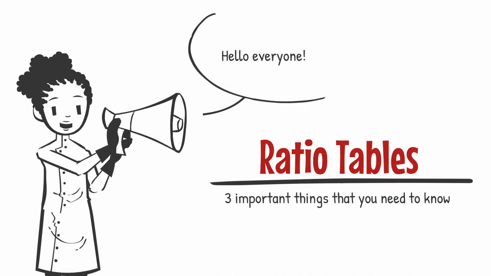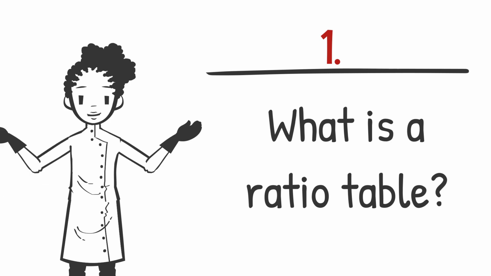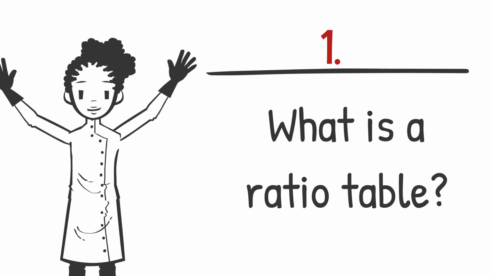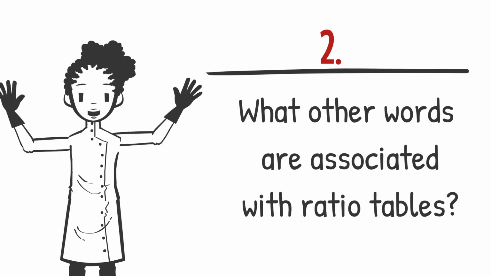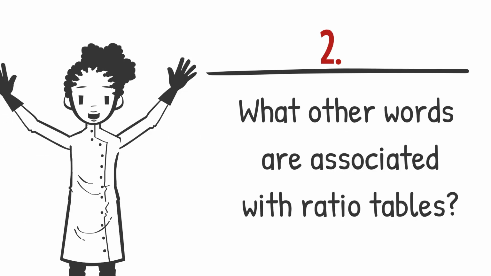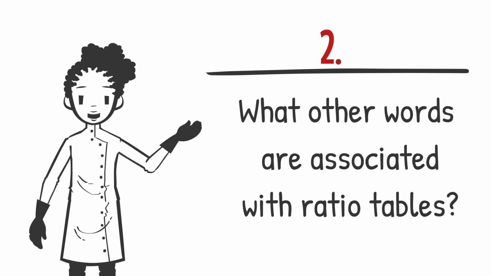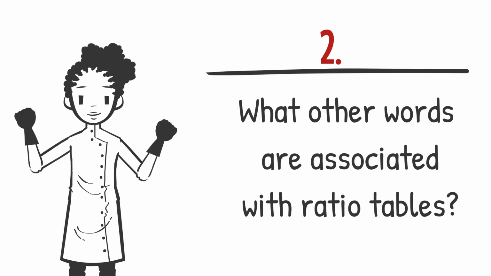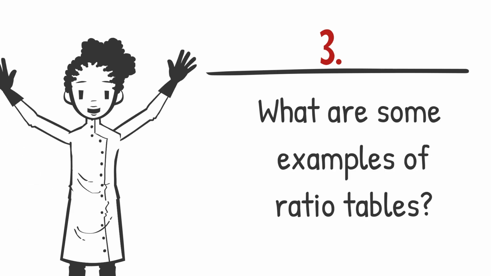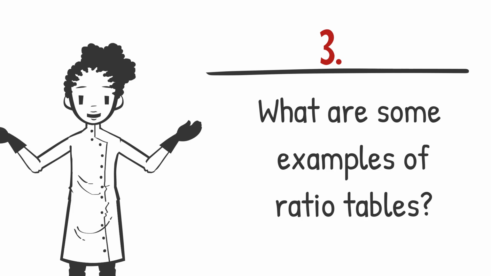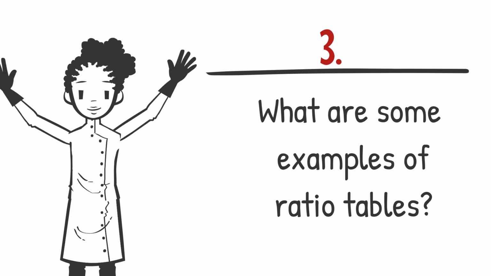I am Ella and I'm going to talk to you about 3 important things that you need to know about ratio tables. The first important thing you need to know is, what is a ratio table? The second important thing you need to know about ratio tables is, what other words are associated with ratio tables? And finally, the third thing that you need to know about ratio tables is, what are some examples of ratio tables? So we're going to look at an example.